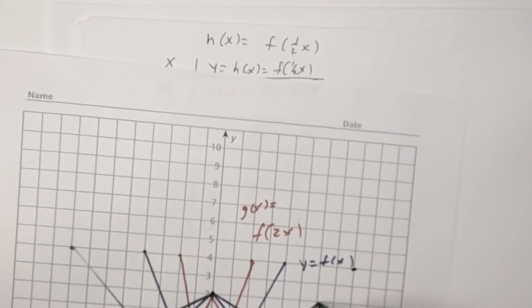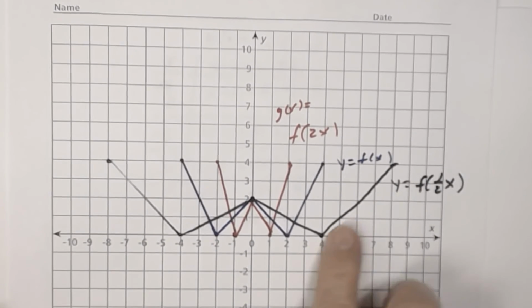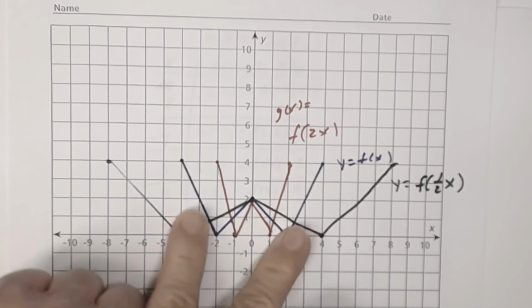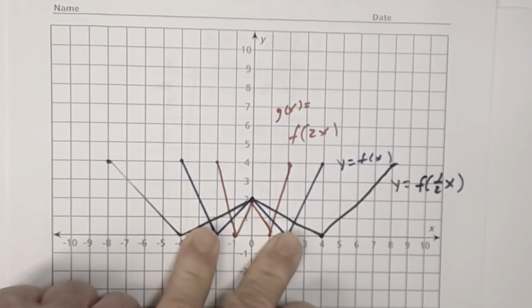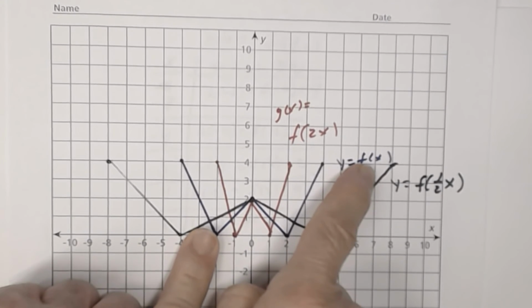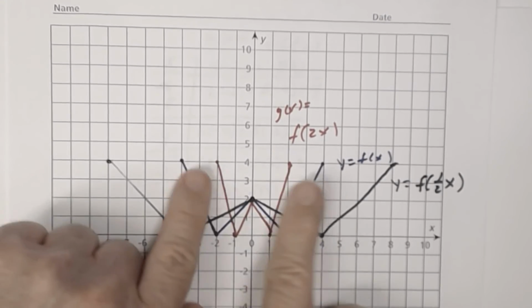So what you notice is this. Remember, this is y equals f of 1/2 x. Okay, so the green graph is f of 1/2 x. So the blue is f of x. See the blue right here? Okay? So if I take x and multiply by a number greater than 1, it shrinks it.